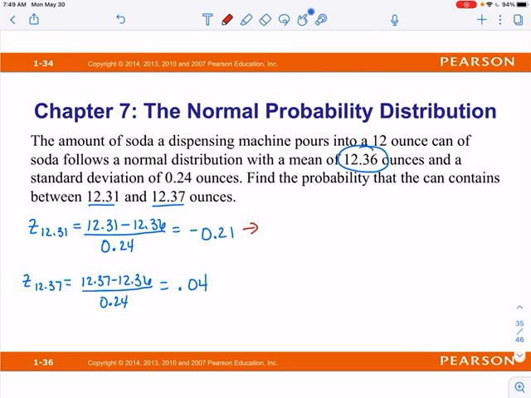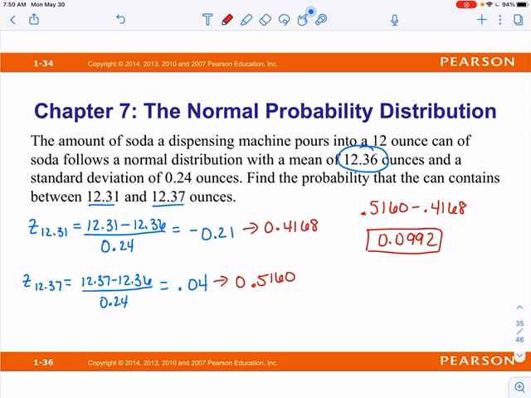So when you look -0.21 up, that should give you an answer of 0.4168. And when you look up the 0.04, that one should give you an answer of 0.5165. So again, because we're going between those two, we need to subtract. Again, I cannot say it enough. It is always the larger number minus the smaller number. And when you subtract there, your final answer should be 0.0992. Okay, so about 10%.